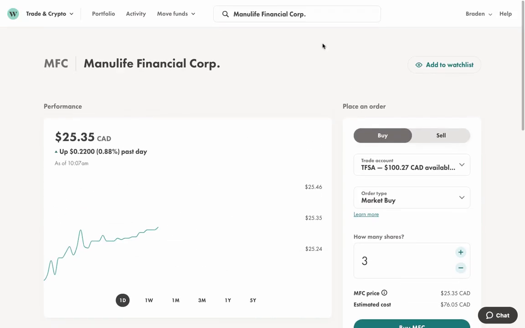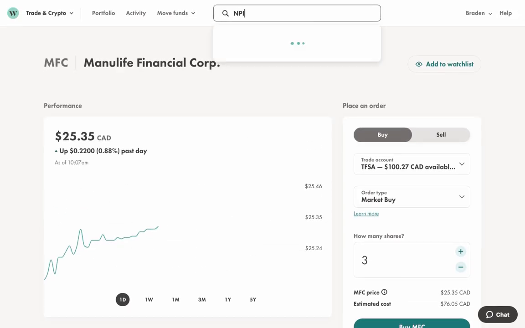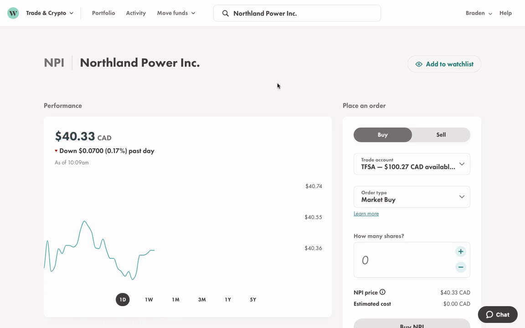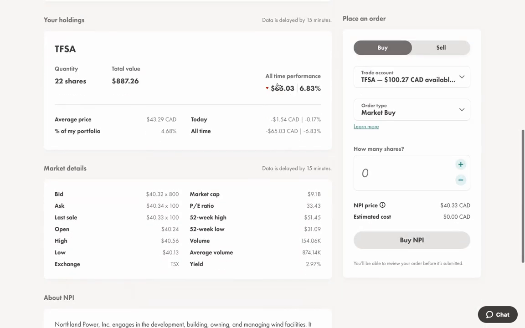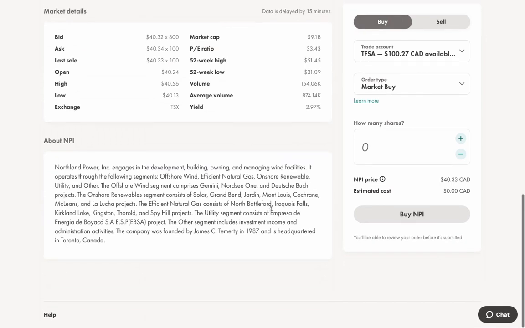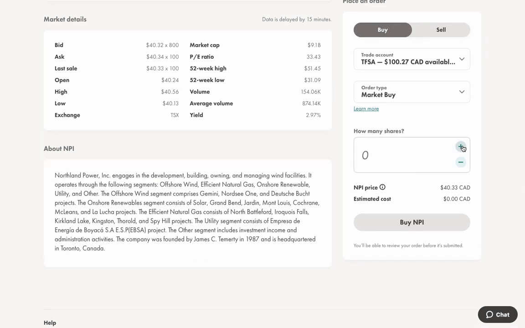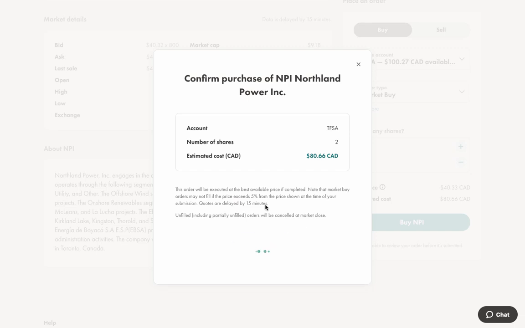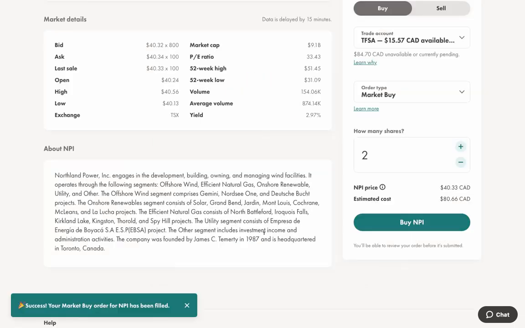Okay, the last one that I wanted to pick up is NPI, Northland Power. That's also in the TSX, and you can come down here and get a quick overview just before we buy of their market details, and also just a little bit about them if you're curious to see. But basically all I want to do is just take market buy of two. It's going to be $80, and we have enough in the account to make that work. And so there we go.